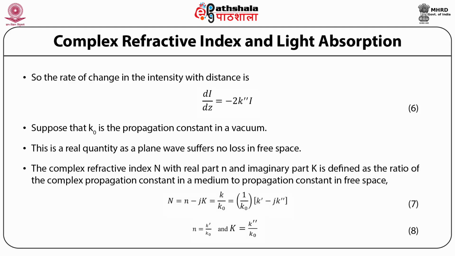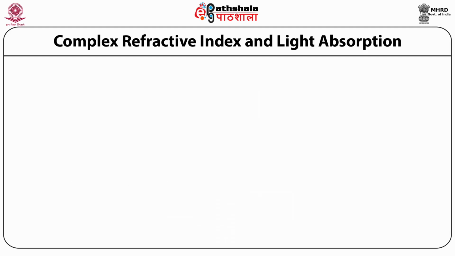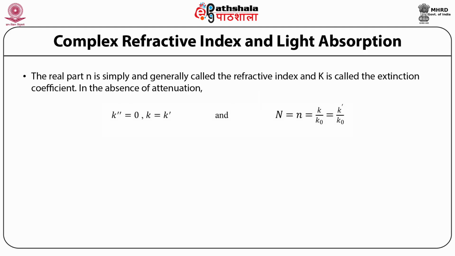The complex refractive index N, with a real part small n and imaginary part K, is defined as the ratio of the complex propagation constant in a medium to the propagation constant in free space. Capital N is equal to n minus jK, which is equal to k by k0, which is equal to 1 by k0 into k prime minus jk double prime. That is, n is equal to k prime by k0 and capital K is equal to k double prime by k0. The real part n is simply and generally called the refractive index, and capital K is called the extinction coefficient.